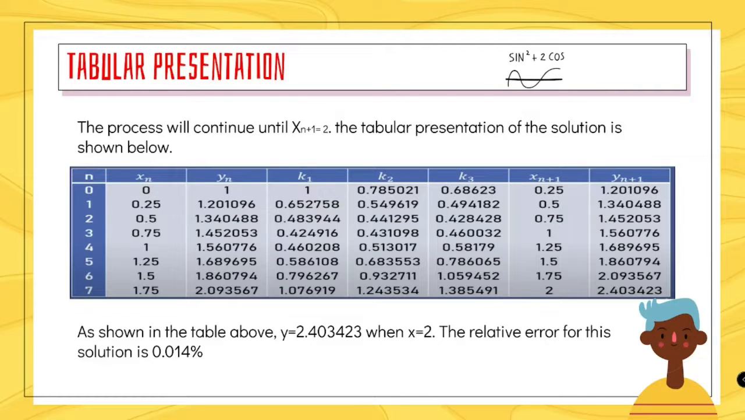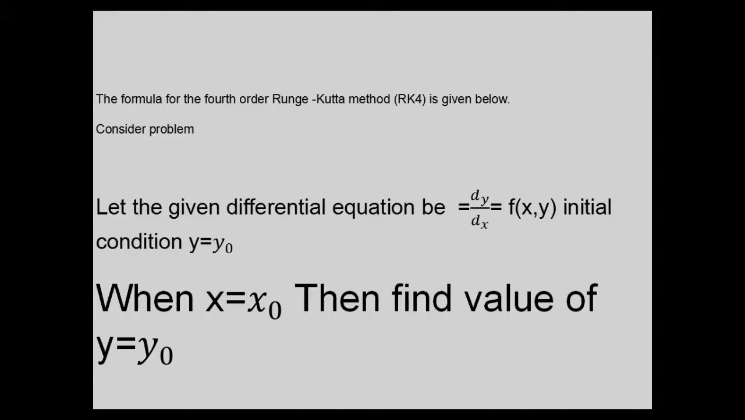Thank you. The formula of the fourth order Runge-Kutta method, or RK4, is given below. Let the given differential equation be dy over dx equals f of x and y, with initial condition y equals y naught when x equals x naught, then find the value of y.